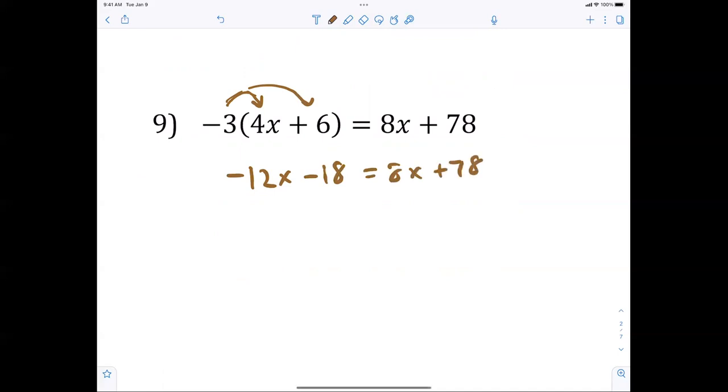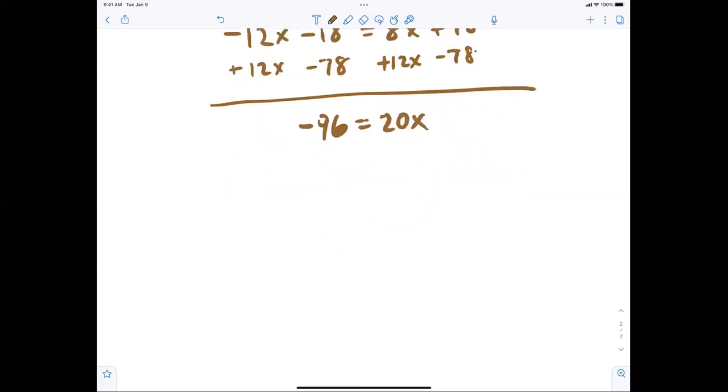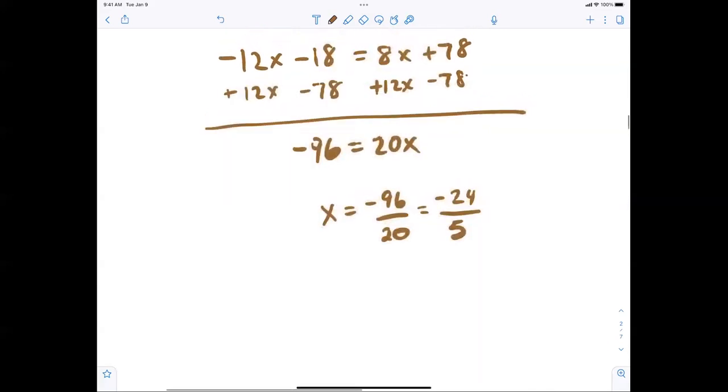Now what? Remember, you do plus 12x on both sides. Yes, I like it. Plus 12x because we're trying to keep the variable positive. And then you have minus 78 and minus 78. So you have negative 96 equals 20x. Then you can divide by 4. So the first thing I'm going to do is write x equals -96 over 20. And then he said divide by 4. So you have negative 24 over 5. Yes, -24 over 5 is absolutely perfect.